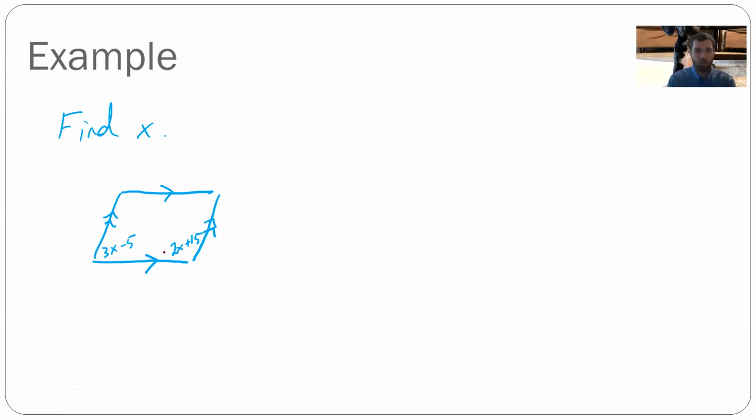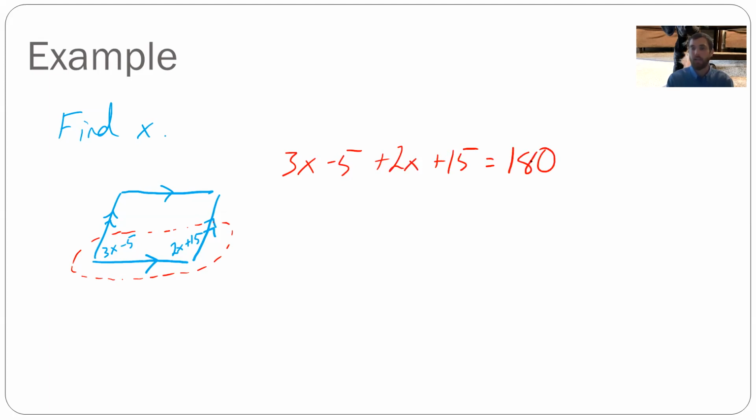We recall angles that are next to each other, like those two angles, okay? They are supplementary. They add up to 180. So all I have to do is take 3x minus 5 and 2x plus 15. And that should equal 180, and it will. And we solve for this, and we'll find out what x is.